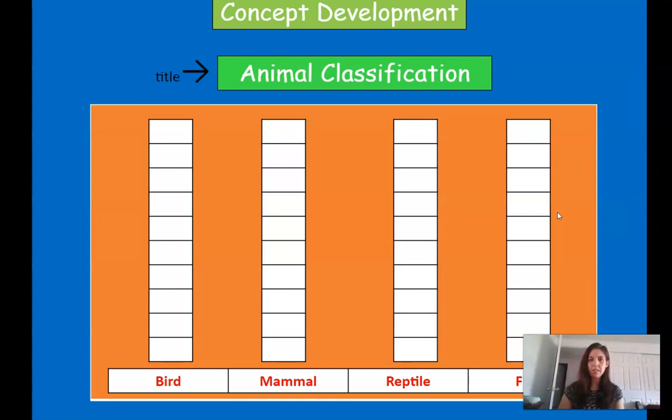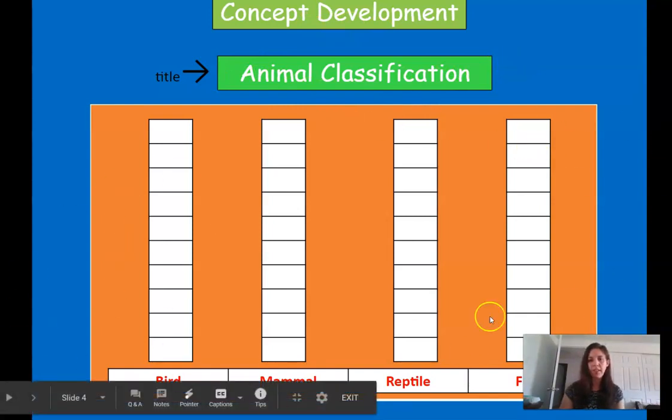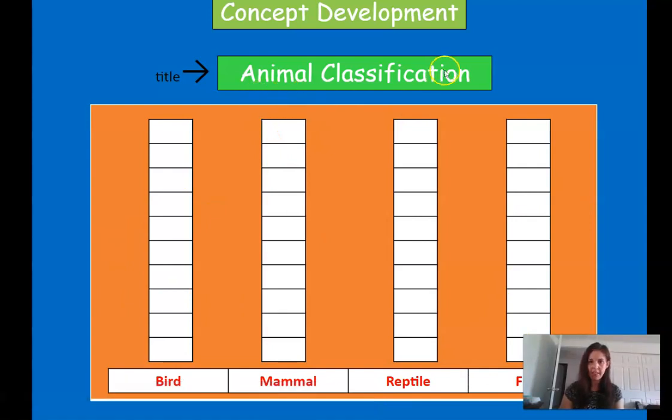This is what the setup of a picture graph looks like. And this is a title. You have to make sure you have a title. This title is animal classification. That means that all of this information is about animal classification.